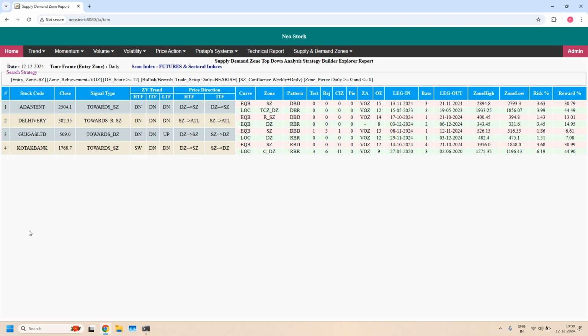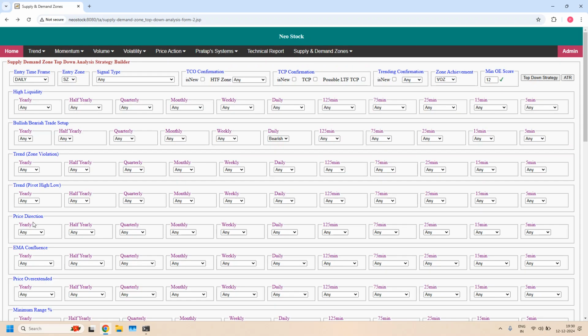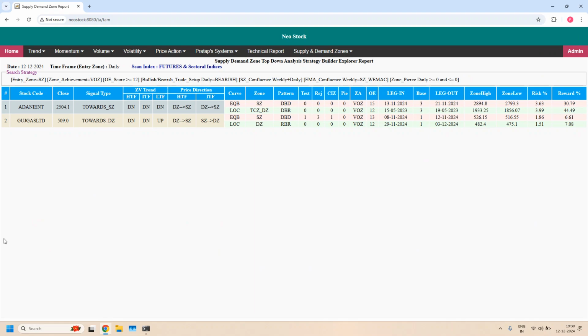That means all these daily zones are part of the weekly zone, and the weekly trend is down in all the stocks, that is the ITF trend. Because daily is part of the weekly and the weekly zone is having weekly EMA confluence, it is an even more high probability trade setup. Let's verify. So the weekly supply zone having weekly EMA confluence filter is enabled. With this filter we got two stocks. So these two are high probability trade setup supported stocks because the daily zone is part of the weekly zone and the weekly zone is having weekly EMA confluence.